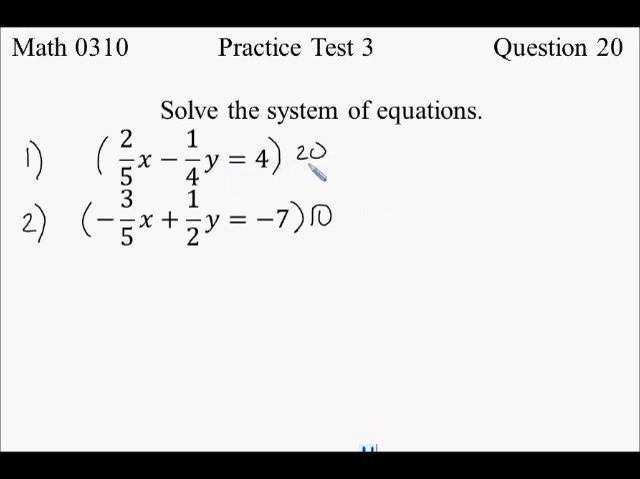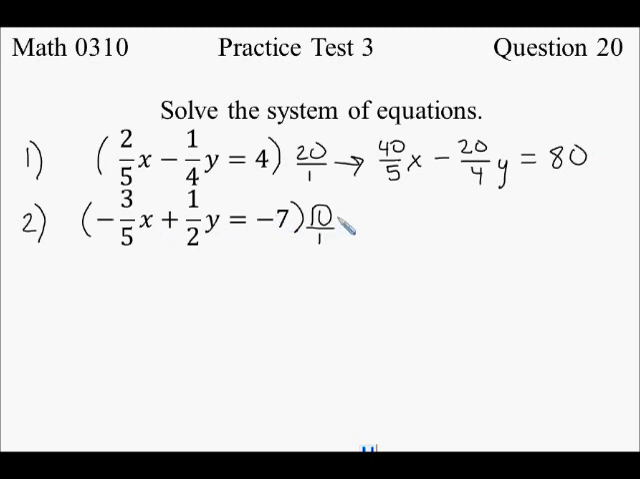Alright, so here we can see we're going to be multiplying this 20 times some fractions, 10 times some fractions. We can think of this as 20 over 1 and 10 over 1 if we want. And so let's multiply this first equation. So first term times 20 over 1, 2 times 20 gives us 40. 5 times 1 gives us 5, and that's our x term there. Next one, minus 1 times 20 on top will give us 20. And 4 times 1 on the bottom will give us 4, and that's our y term. Equals 4 times 20 will just give us 80.